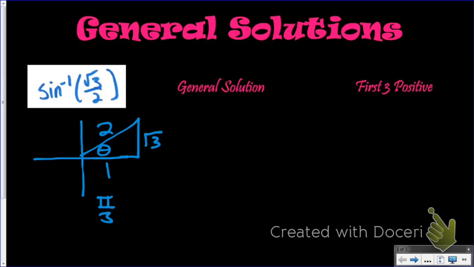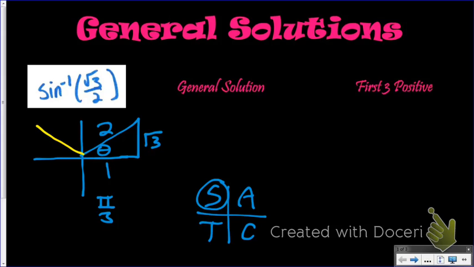Now, in order to write a general solution, however, we need to realize that sine is positive in more than just the first quadrant. Sine is also positive in the second quadrant. So to add to my solution, I'm going to draw a triangle in the second quadrant. Now what's nice is I already know what that reference angle is. That reference angle is going to be the same thing. It's still going to be 60 degrees, which is pi over 3.